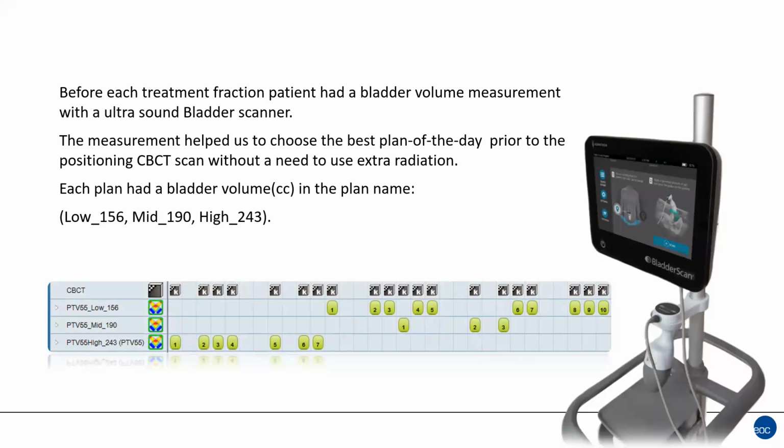So to show you the fractionation, or how many times we used each plan, you can see here it varied a lot. The high volume plan was used 7 times, the medium one was used only 3 times, and 10 times we used the one with the smallest volume.